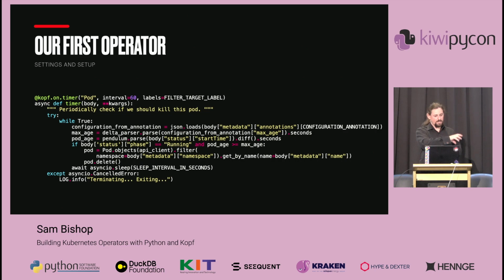So we're using that PyCube library to make a new request down there for a pod, asking for it by name, and then once we have it, we delete it. And then we just go to sleep. And that's the whole operator. That's doing what we were starting to set out to do. But it isn't particularly smart.